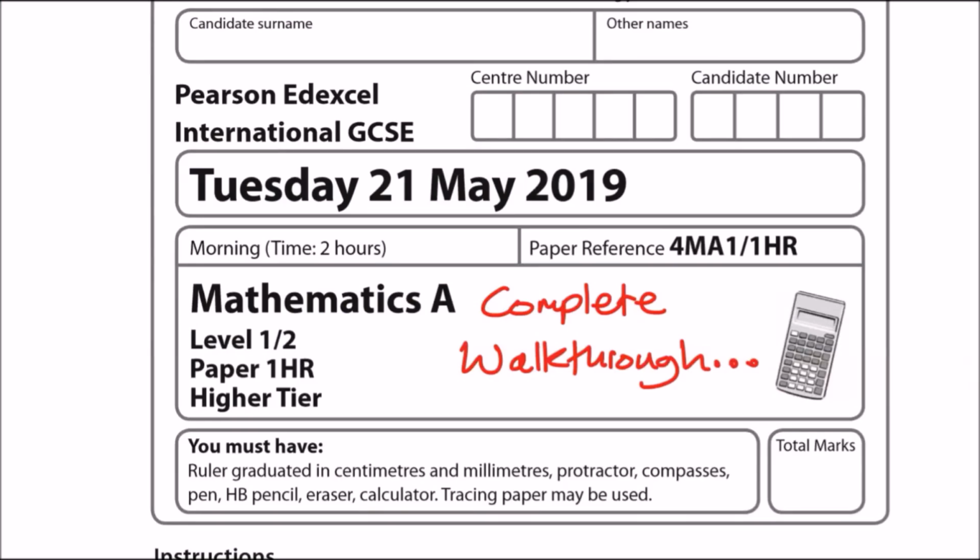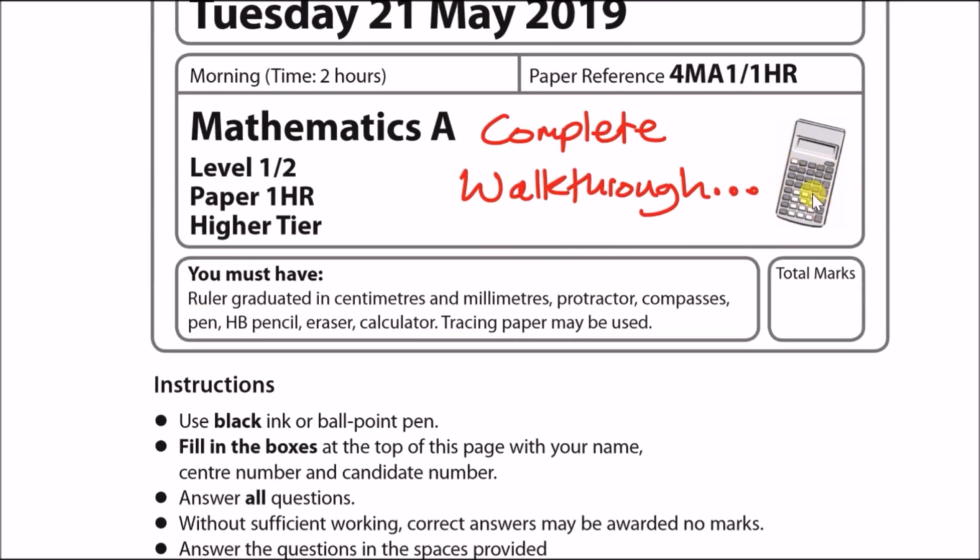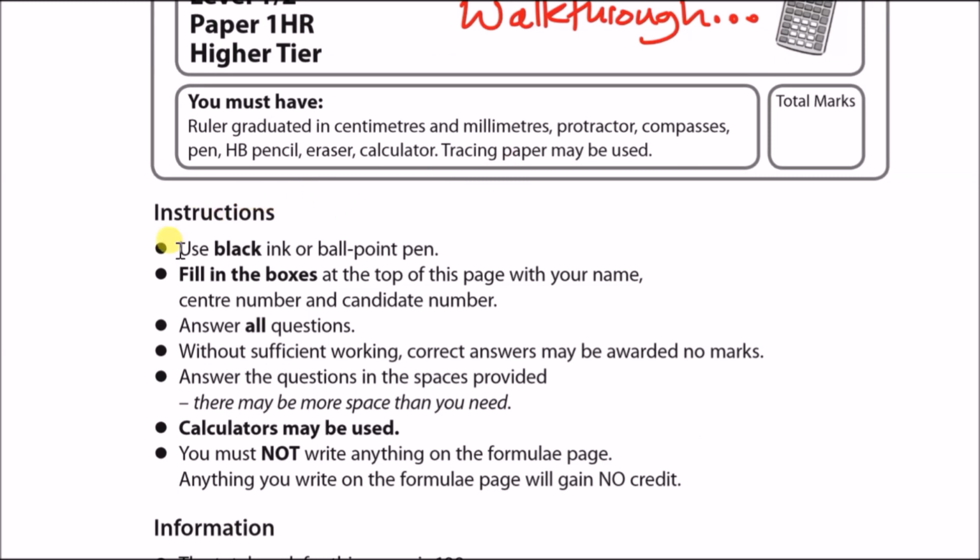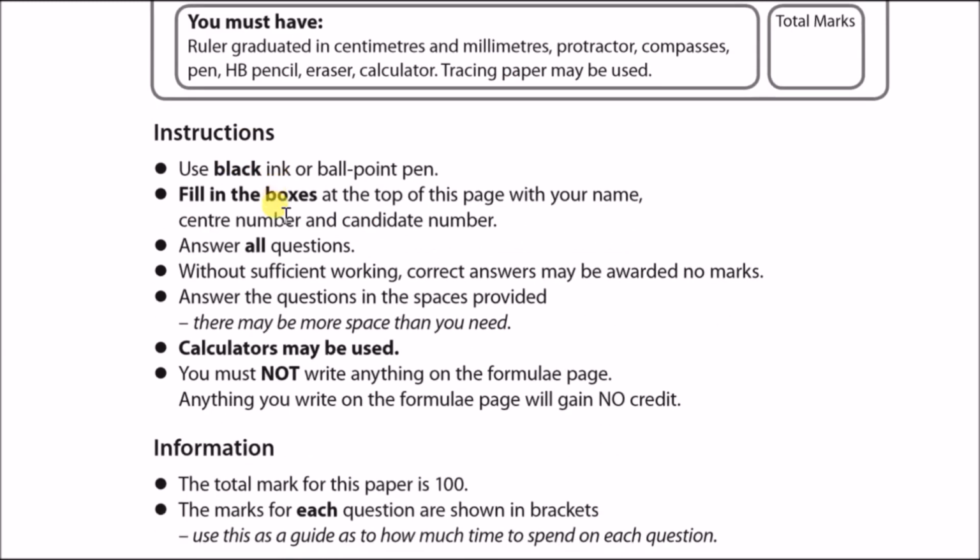Hey guys, so here we'll be going through the entire 1HR paper, and this is from the summer 2019 series, okay? And we're gonna try and break this down in the next 1 hour or so. So as always, make sure you've got a calculator with you. A nice Casio one always does good. And you're gonna write all your answers in black ink, okay?